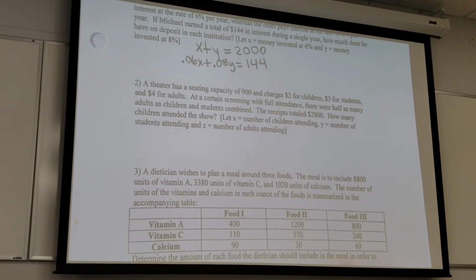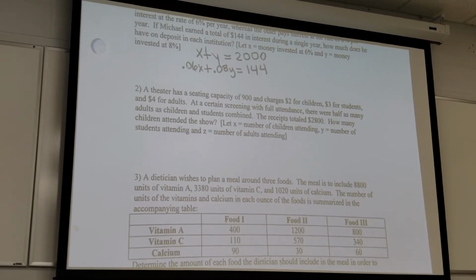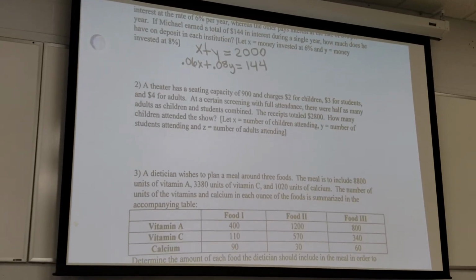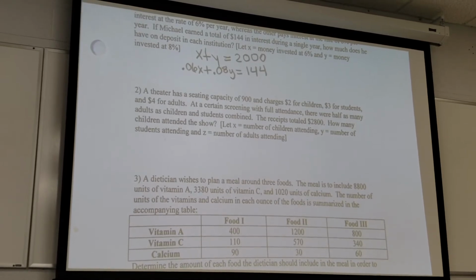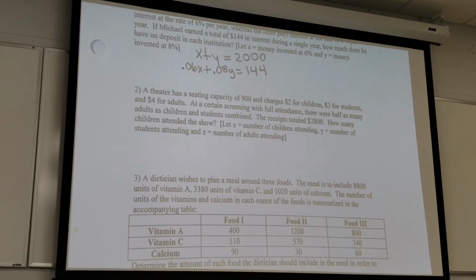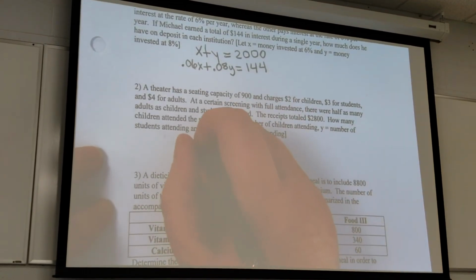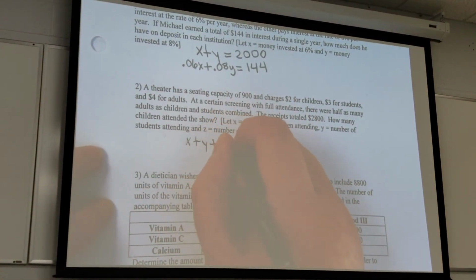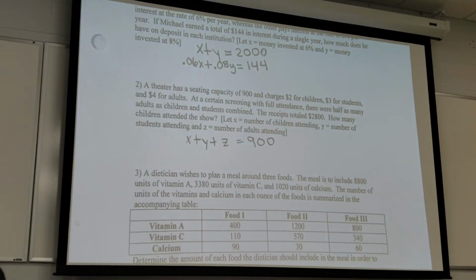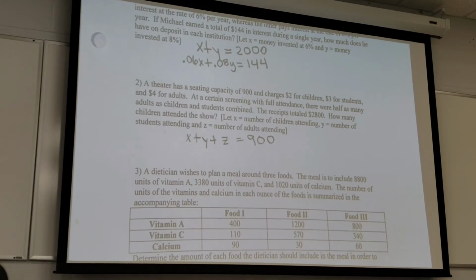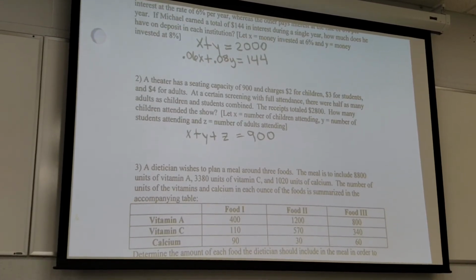So, it says let x be the children, y be the students, and z be the adults. There are 900 seats. So if I add the children plus the students plus the adults, and they take every seat up, what would x plus y plus z equal? 900. Thank you. All right, that's 1 down, 2 to go.